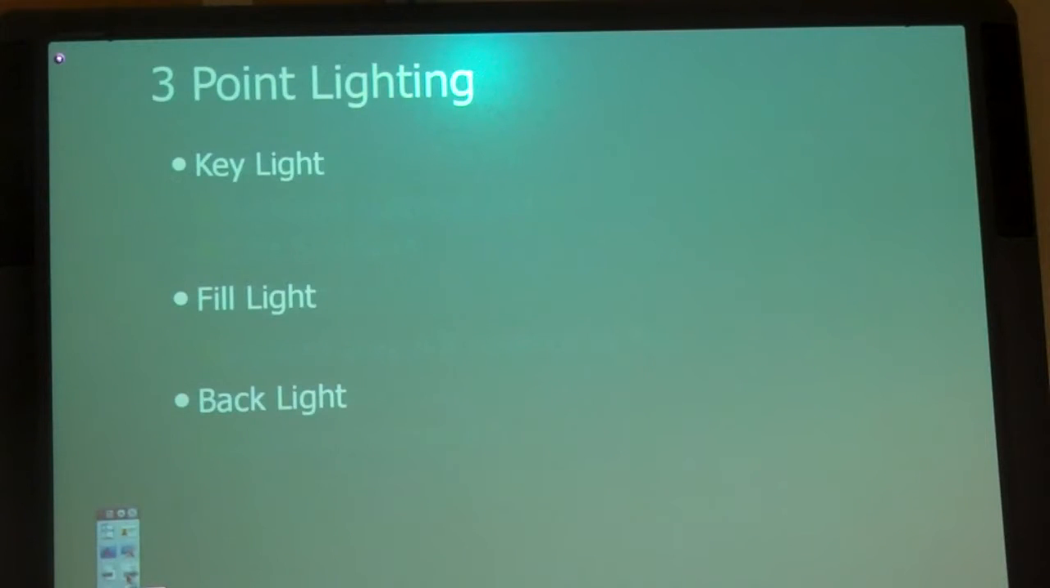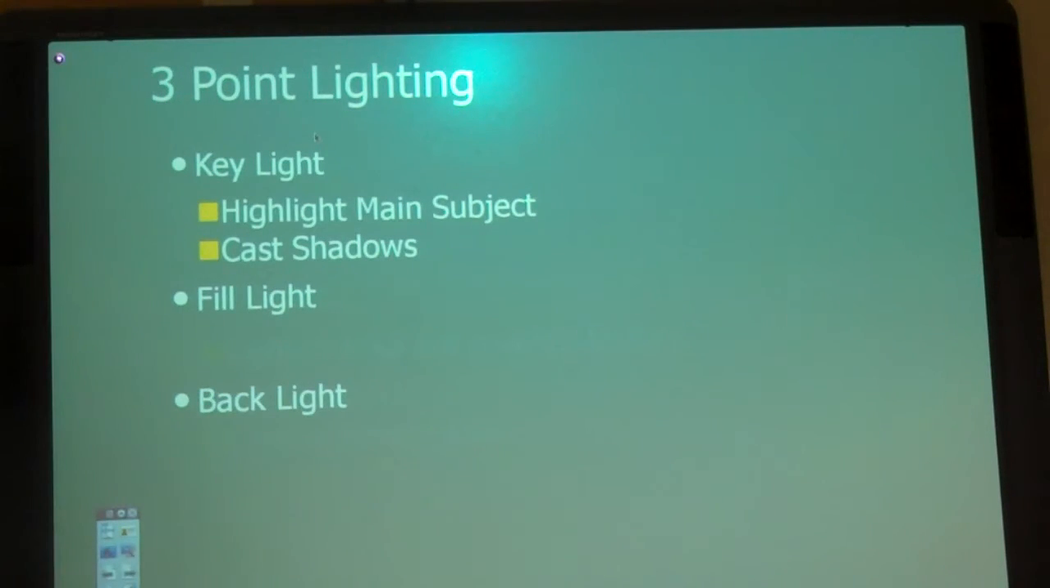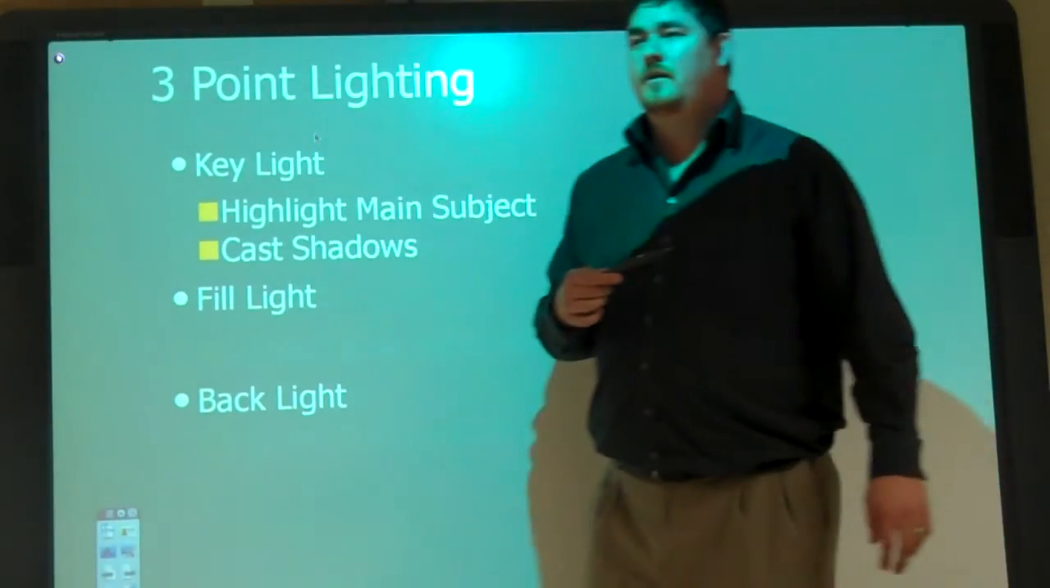So this is called three-point lighting. So usually we have three main lights. We have the key light. What do you think that is? Your main light source. Yeah, your main light source, right? So that's the bright one. That's the one that casts your shadows. Usually you'll want one light to have shadows turned on and the rest to have them turned off.